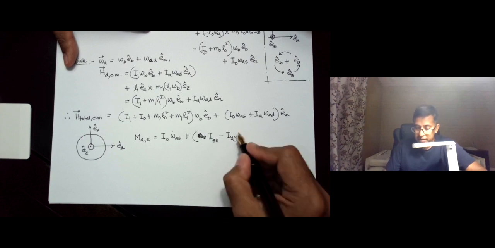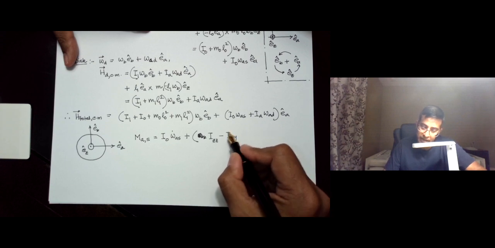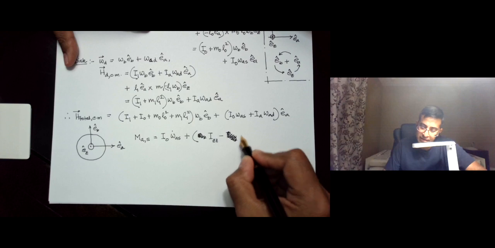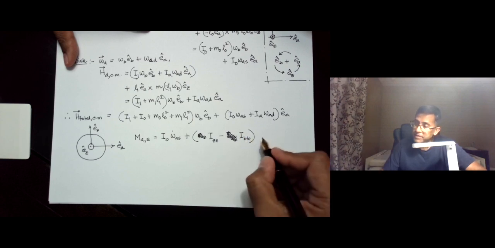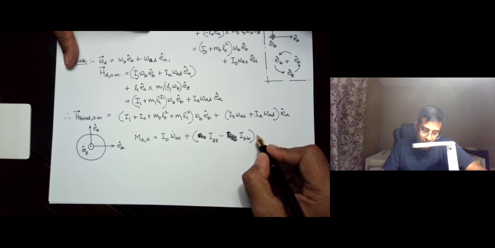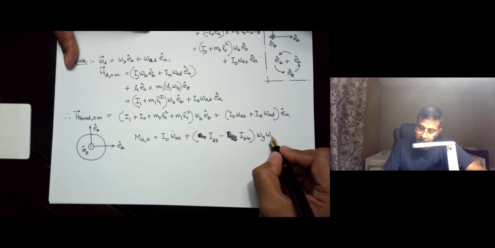Well, I'm going to clarify this IYY. This is actually going to be, let me just write it as IBB, times omega in the Y direction and omega in the B direction.